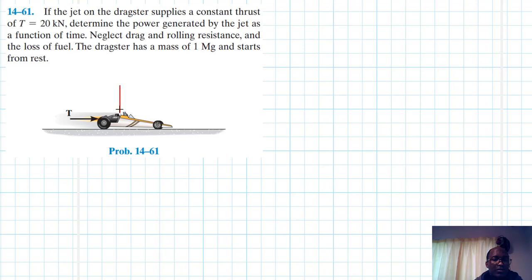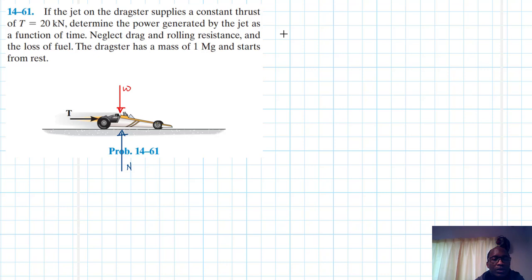So let's say we have our weight like so, and our equivalent normal force like so. This is our weight and this is our normal force, right? We have our thrust there. Now we need to find the velocity, which will be expressed in terms of time. Later on, the power will also be in terms of time, t.